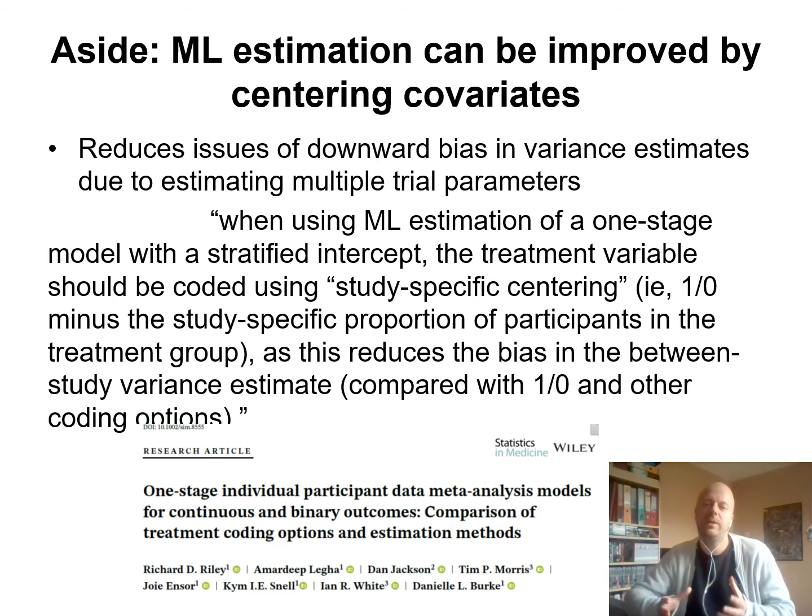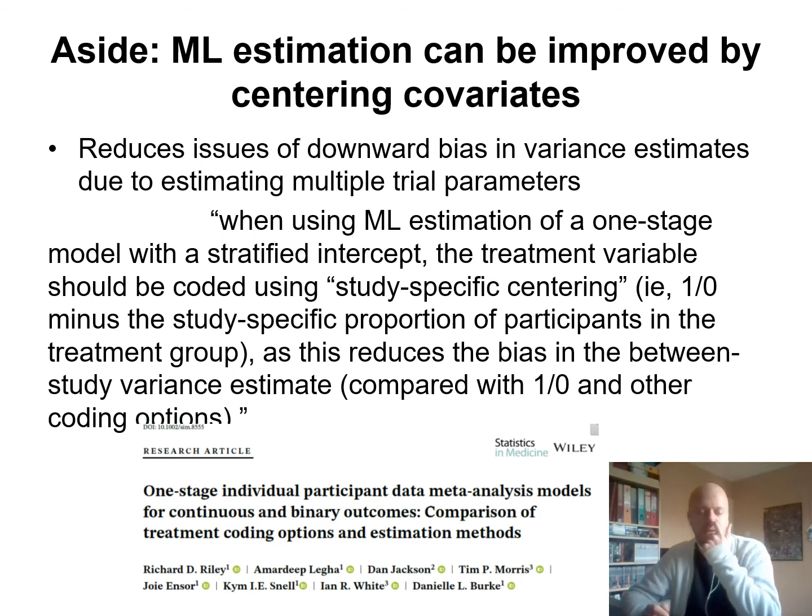How do we deal with this? Well, in a 1-stage analysis, what we found in recent work that we published in Statistics in Medicine is that if you change the treatment variable coding so that it's centered by the proportion who are treated in that trial, then this reduces considerably the downward bias in the maximum likelihood estimate, and indeed makes it comparable to the maximum likelihood estimate that you get from a 2-stage analysis. So this is our recommendation in that paper.